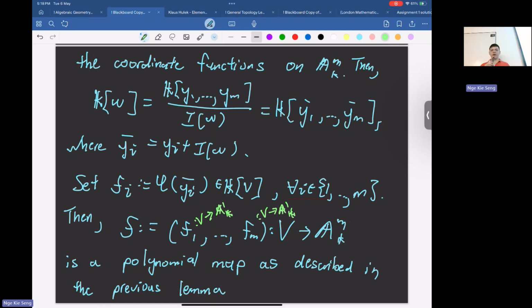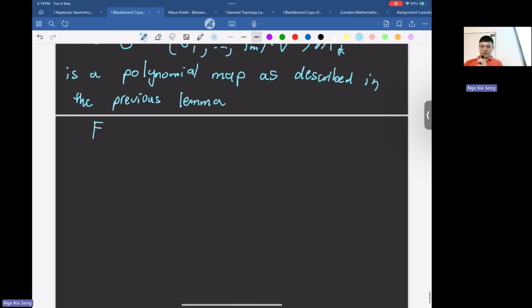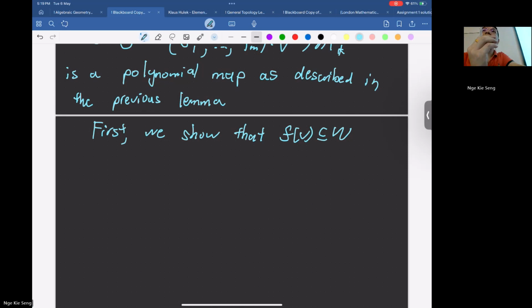But now, do we really map into W or not? Are we mapping into W? Well, first we need to show that the image of f(V) is really living inside W. Living inside W means what? W is an algebraic set, right? So it must be cut out by some polynomials. So you need to show that the image of this function also vanishes under these polynomials.